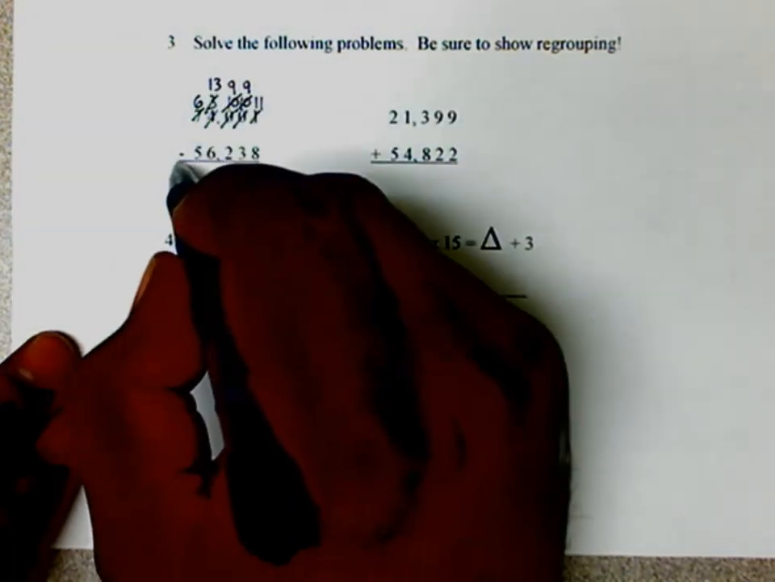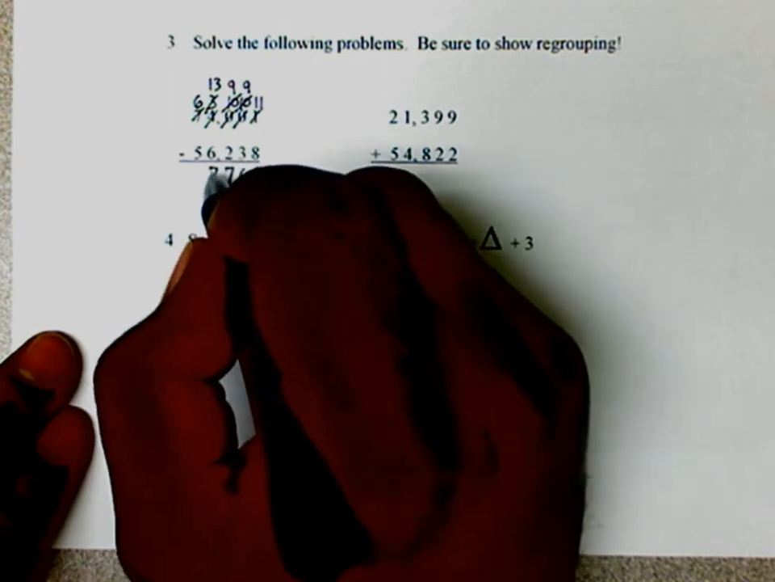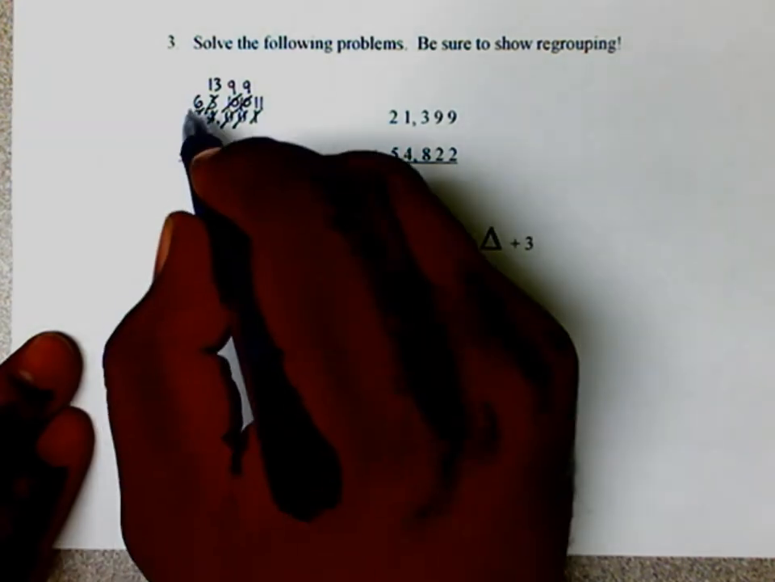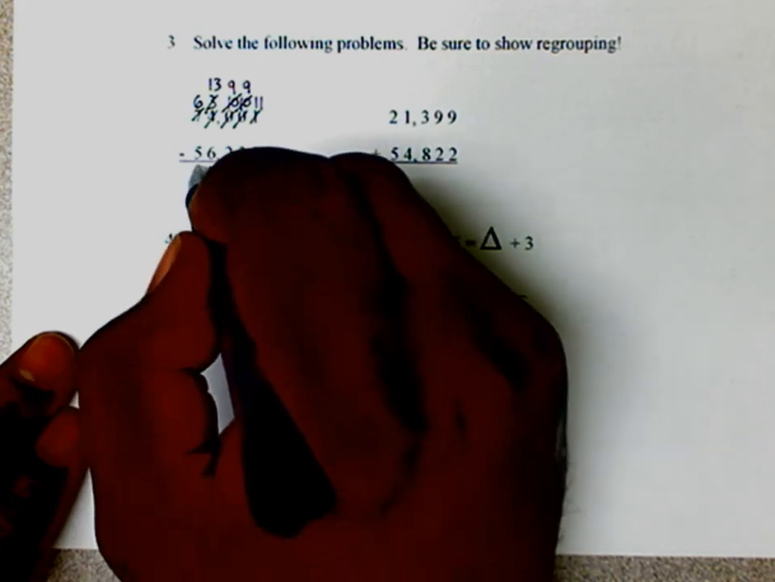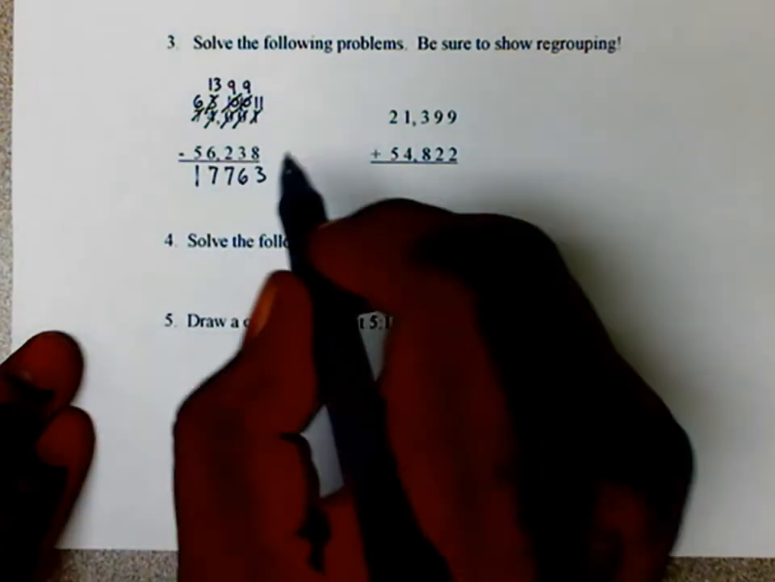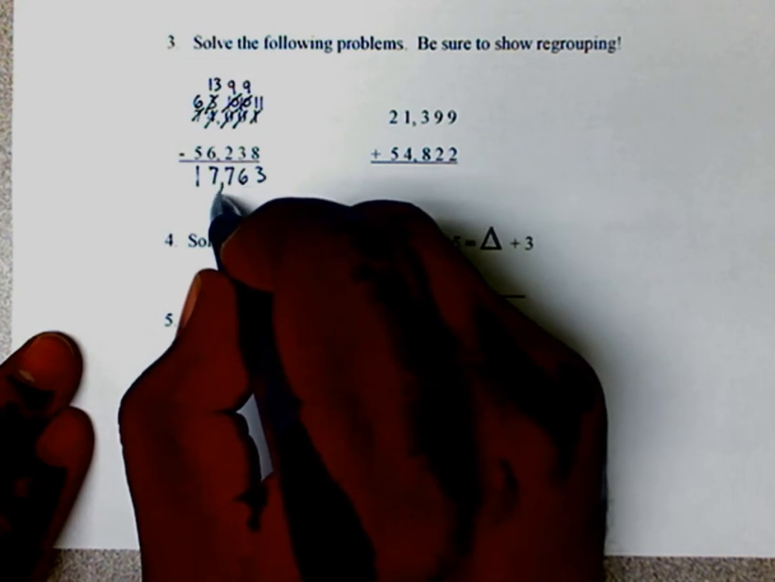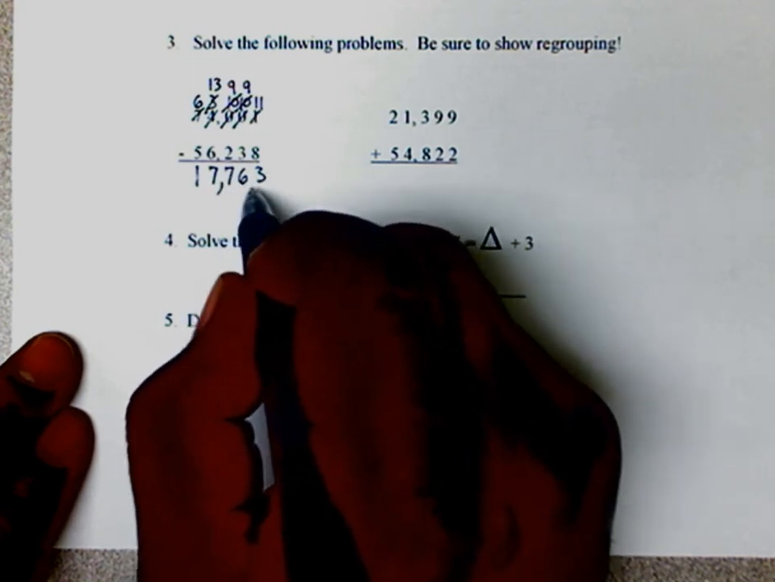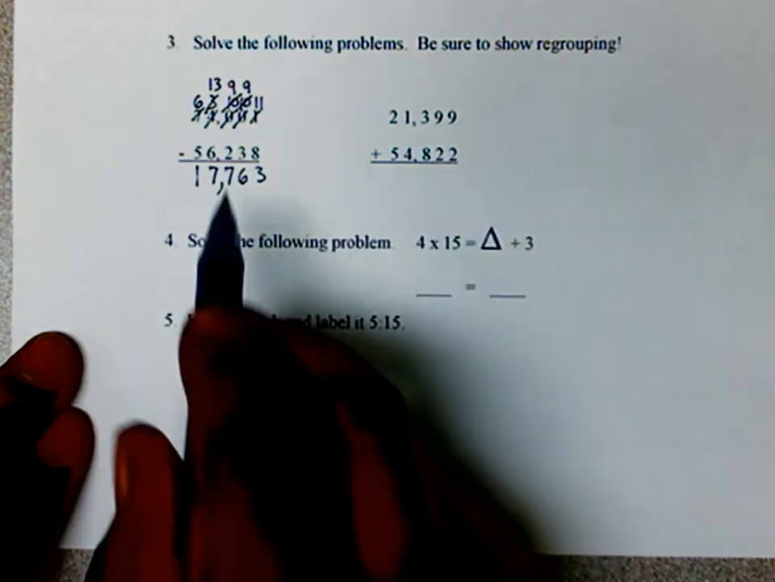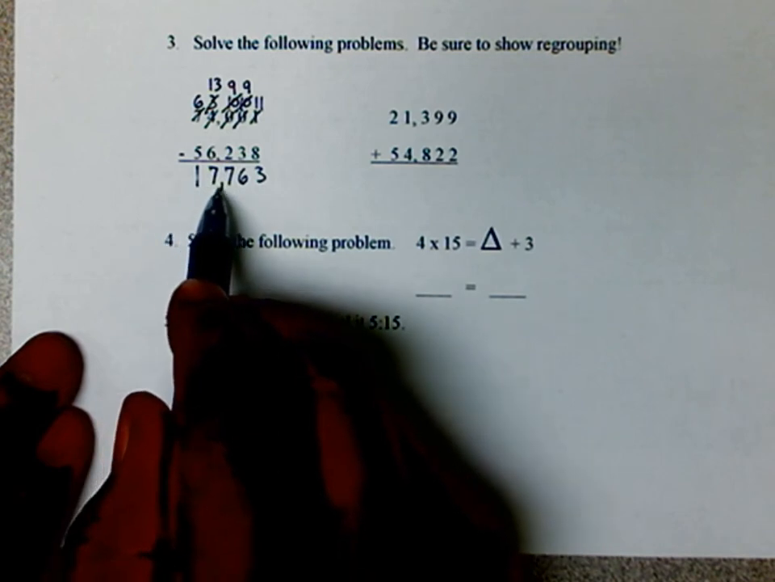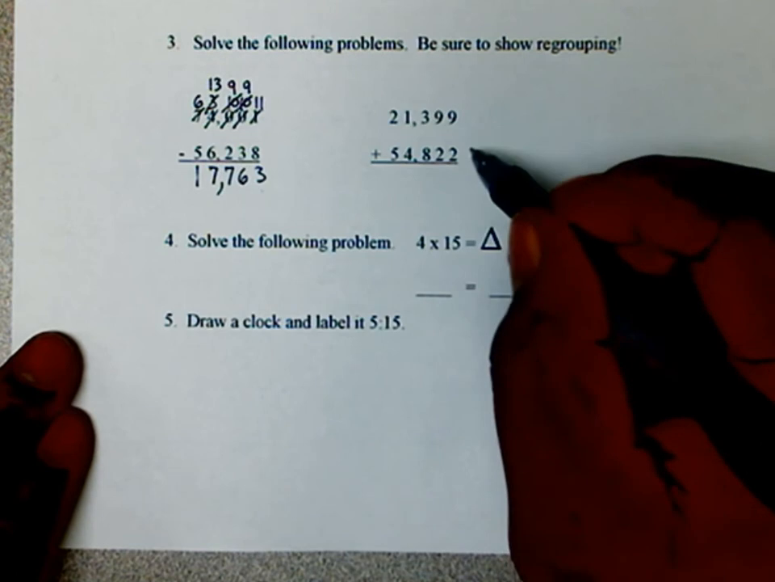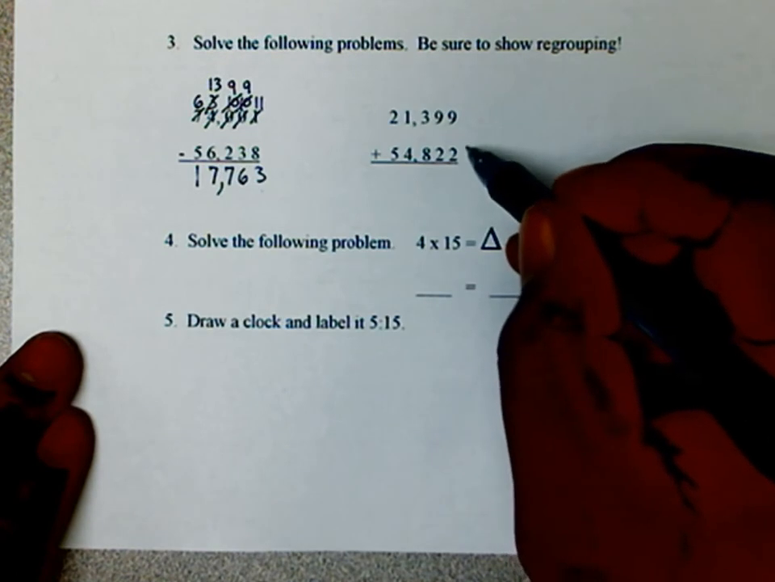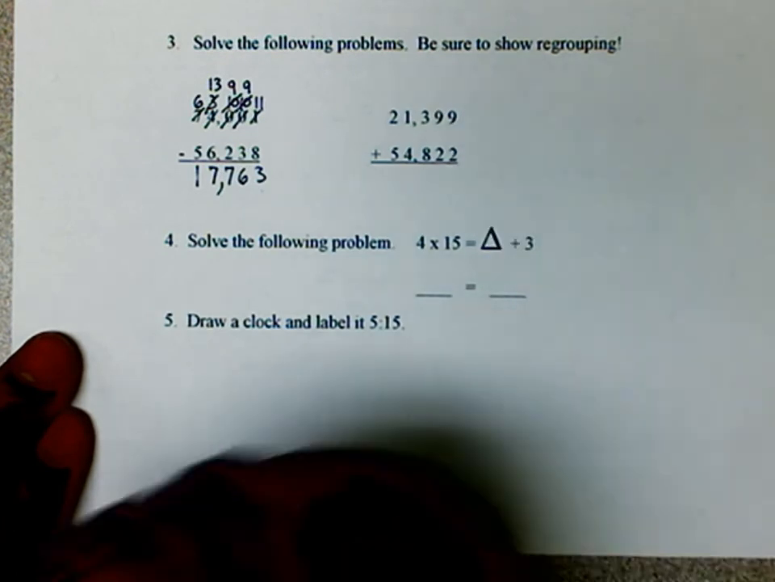13 thousands minus 6 thousands equals 7 thousands. 6 10,000s minus 5 10,000s equals 1 10,000s. Ones, tens, hundreds, comma, to separate the ones period from the thousands period. And my difference is 17,763.